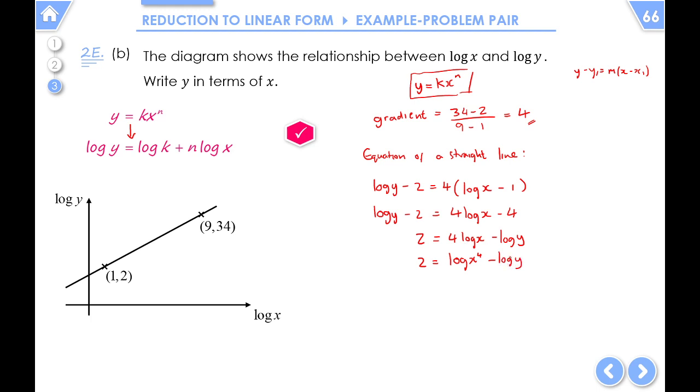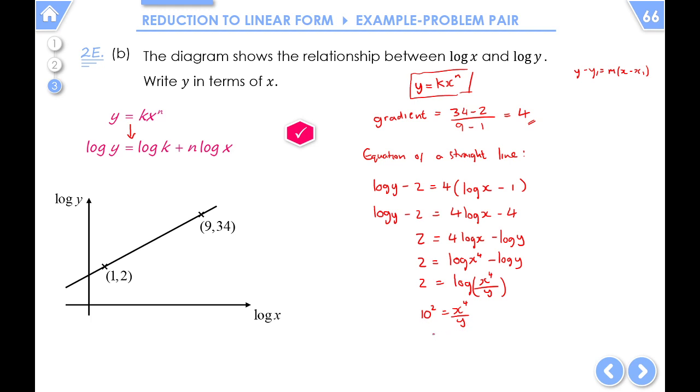Then I'm going to combine these two logs together. If I've got a log, subtract a log, I can write it as a division. So log of x to the 4 over y. Now I can write this as a power. Remember, this log here is log base 10. So I can write 10 squared equals x to the 4 over y.